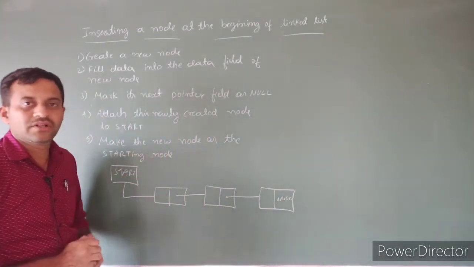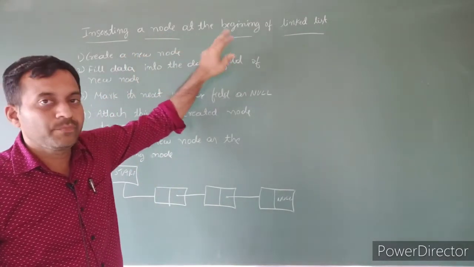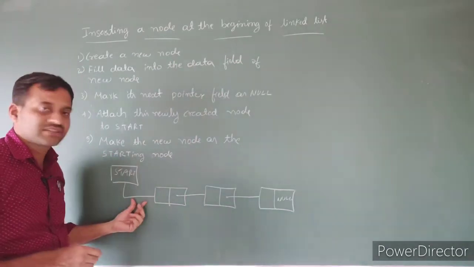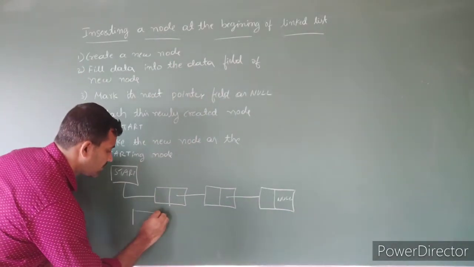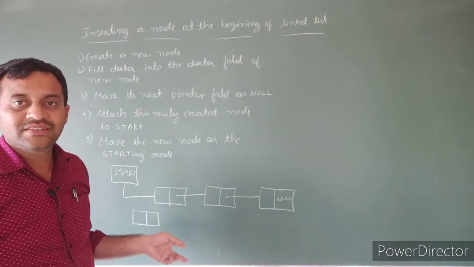This is the structure of a linked list. Here we are inserting a node at the beginning of the linked list. At the beginning of the linked list means here we insert a new node. See the position of the node. What is the process to insert a new node?